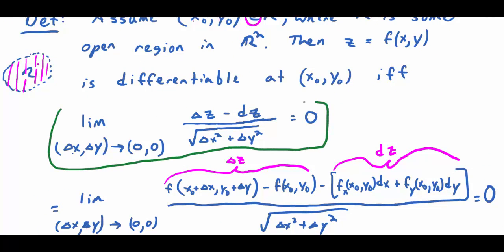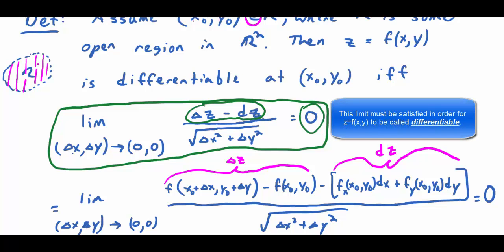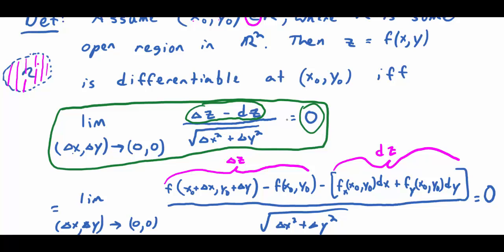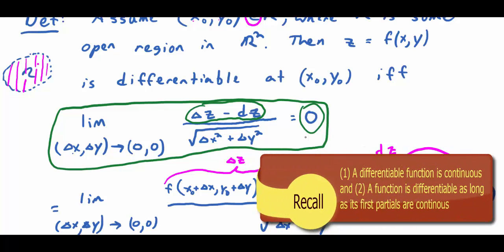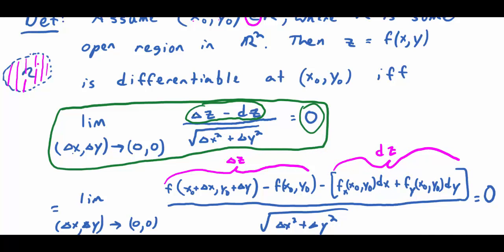But it's saying the same thing as the limit below it. It's saying that if this limit is going to equal 0, then both the numerator and denominator go to 0, right? As delta x and delta y go to 0, 0. So this is saying that the numerator better go to 0 a heck of a lot faster than the denominator in order for this limit to be 0. So what's it really saying? It's saying delta z for a differentiable function, again, that's what we're defining right here, for a differentiable function, delta z is a darn good approximation for dz.